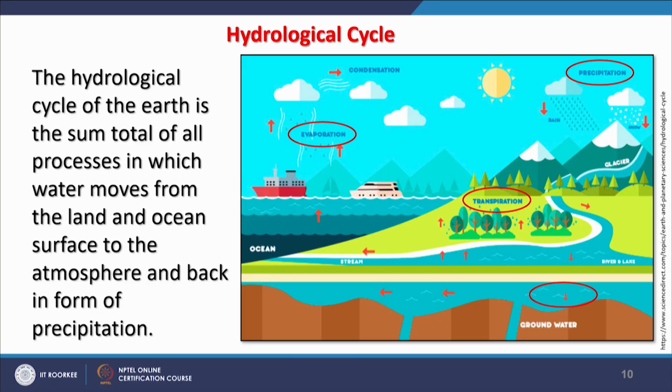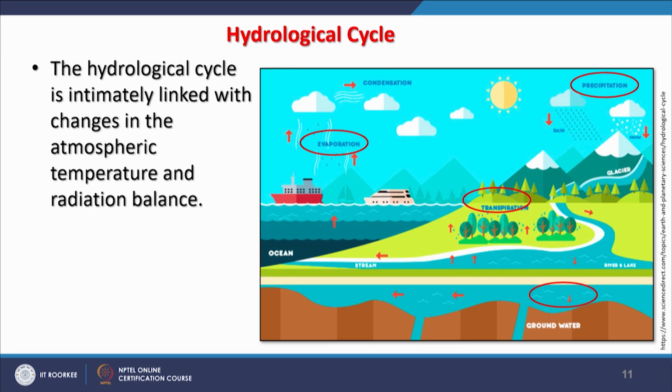Another important thing is that many of these xerophytic plants have medicinal value. So, both types of plants, or I would say all types of plants, are useful in some way or another to humans, and they are all part of our hydrologic cycle. The hydrological cycle of the earth is the sum total of all processes. Earlier we mentioned it is a complex and dynamic process. In all these processes, water moves from land to ocean and from the surface to the atmosphere and back in the form of precipitation, and this precipitation can be in liquid form or solid form, or in crystalline form like snow. So, the hydrological cycle is intimately interconnected with the changes in atmosphere, temperature and radiation balance.